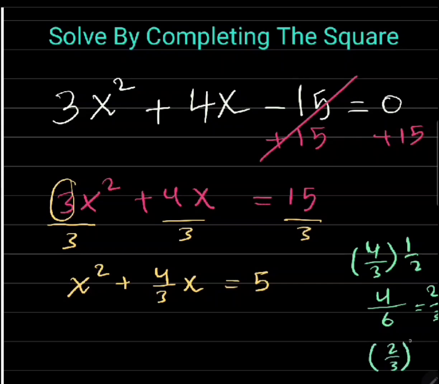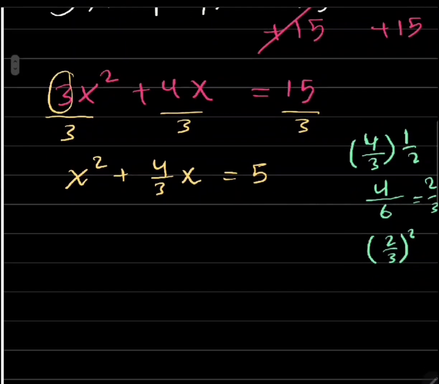And now whatever you got, you must take the square of this one. Once again, what we did, we took the coefficient of this x, which is 4 over 3. We want to take the half of this one. It's the same as multiplying by 1 over 2. We got 4 over 6, and it reduced to 2 over 3, and then take the square of that one. So we're going to add this quantity on both sides of this equation. So let's go ahead and do the next step.